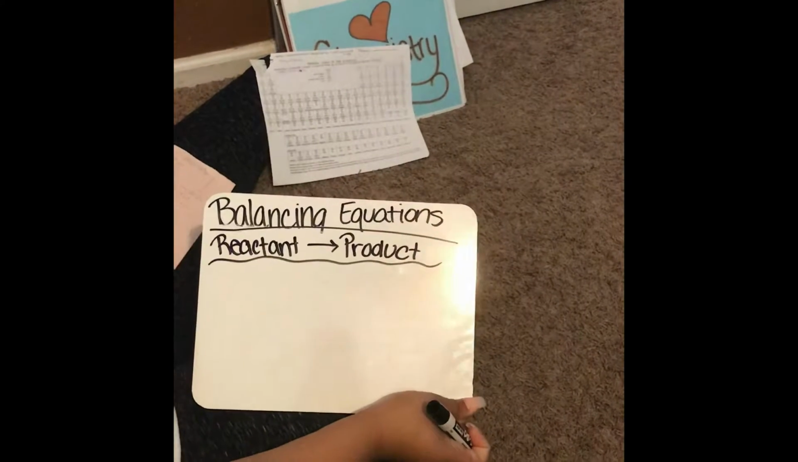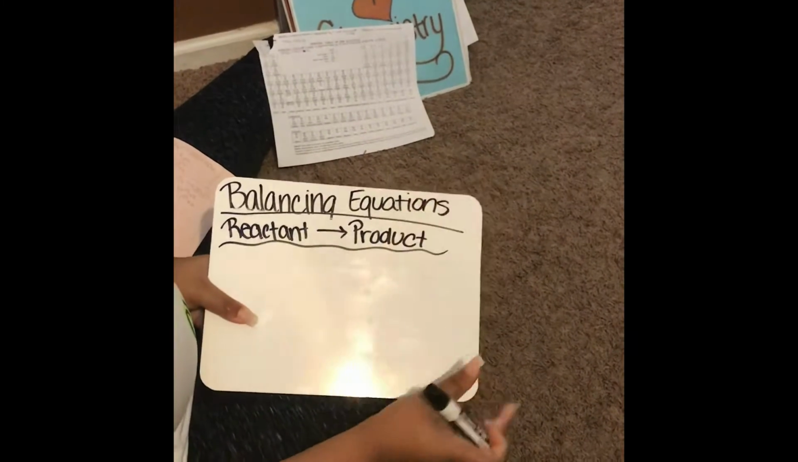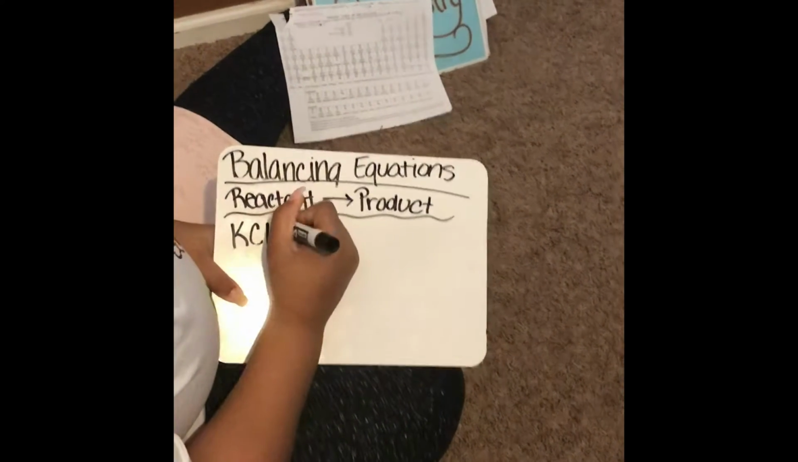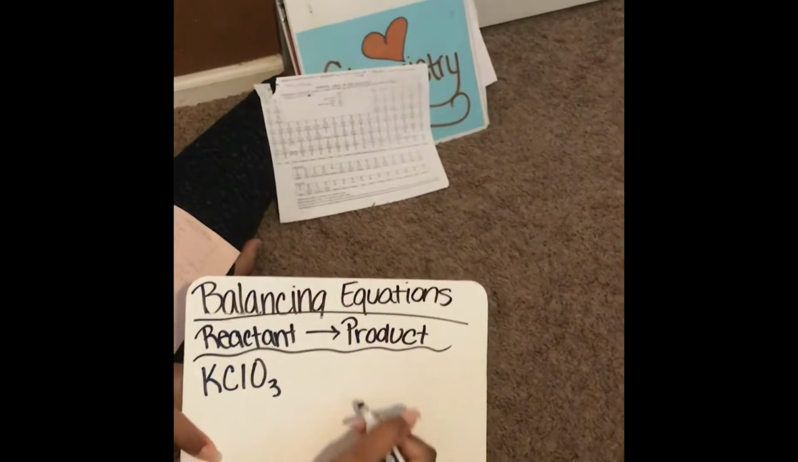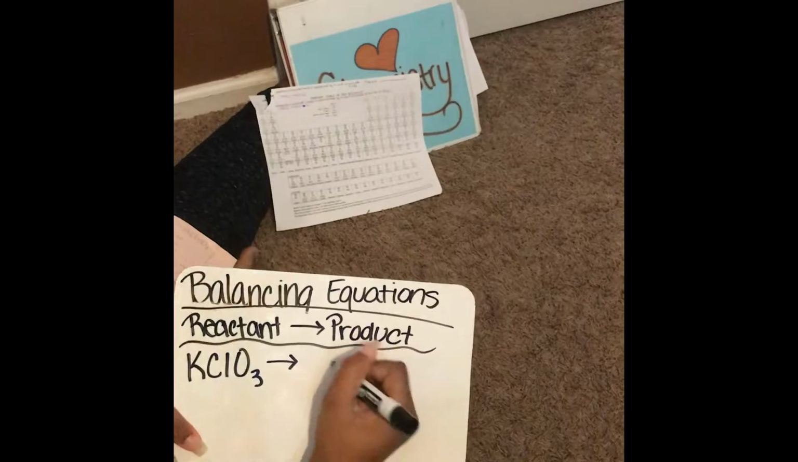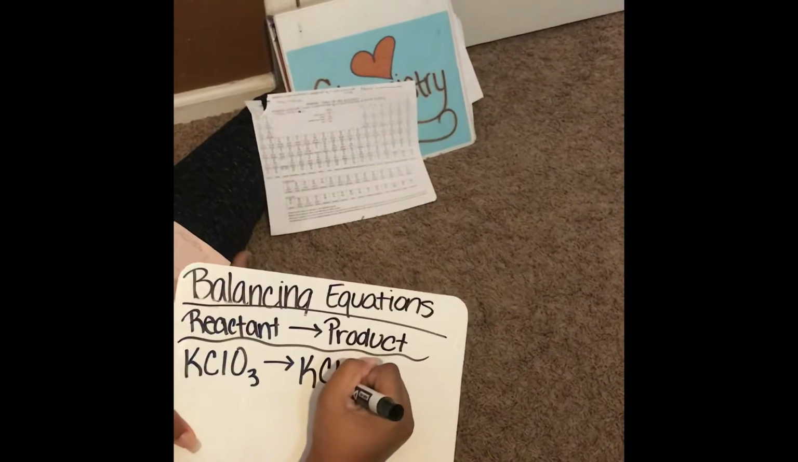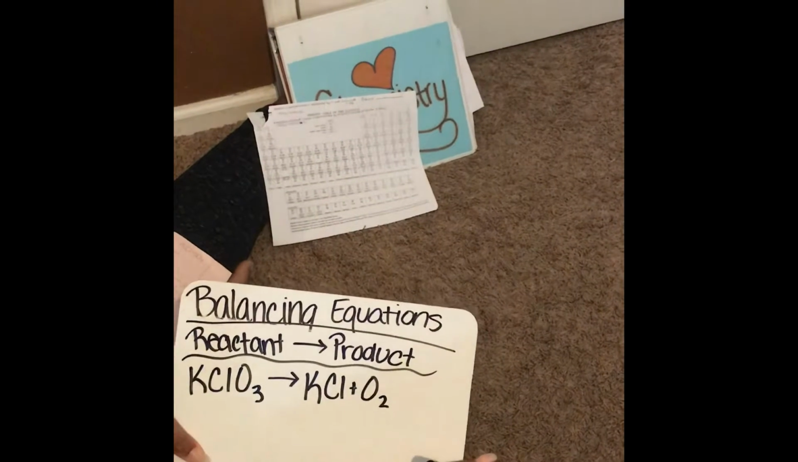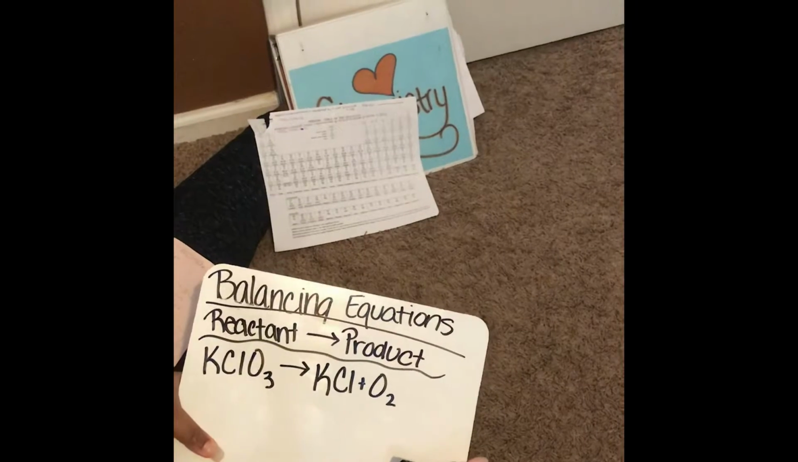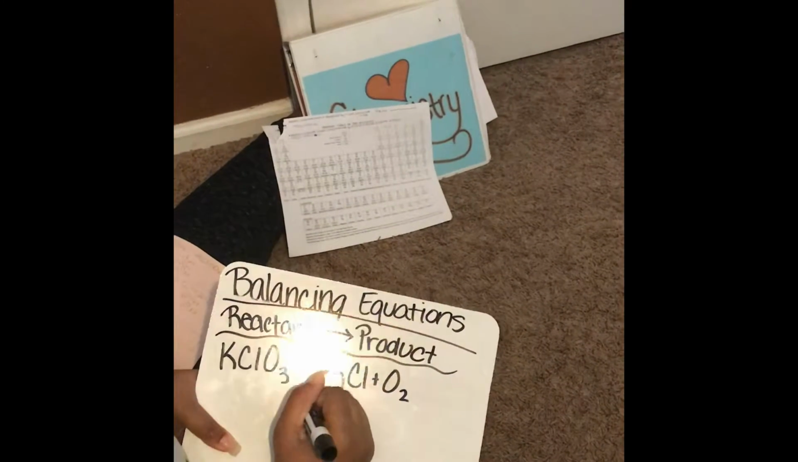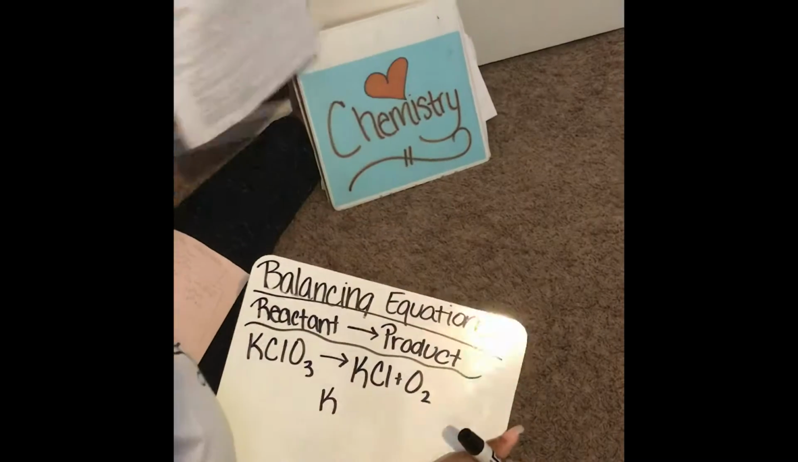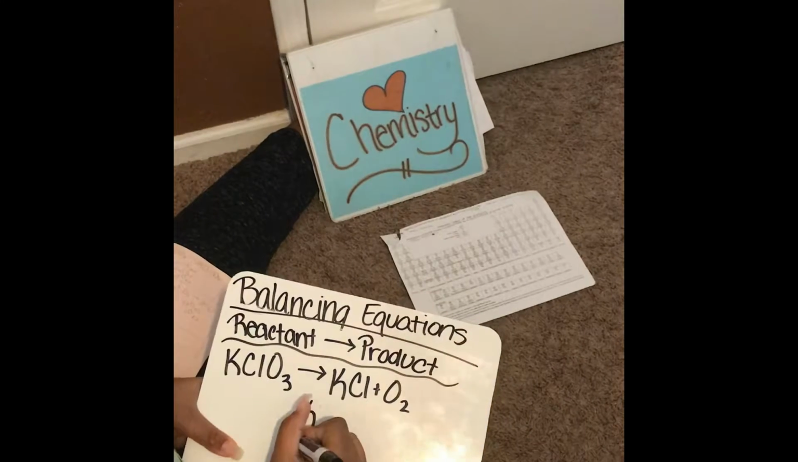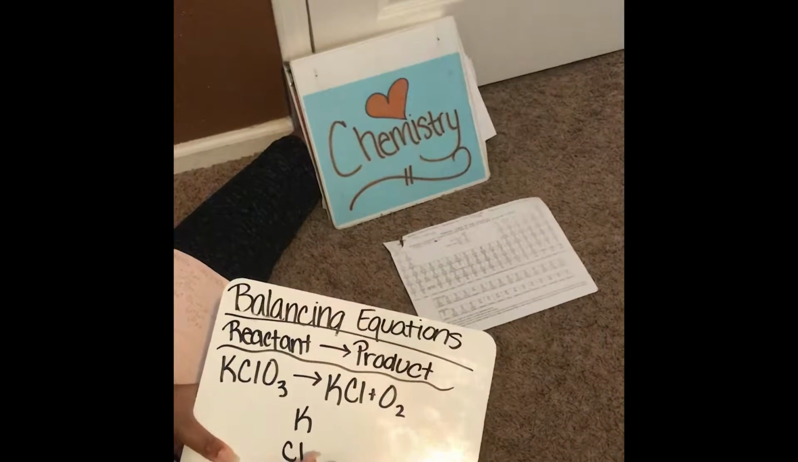So now I'm going to do a little bit of a harder problem. It's KClO3 yields KCl plus O2. So your elements are potassium, Cl, which is chlorine, and oxygen.